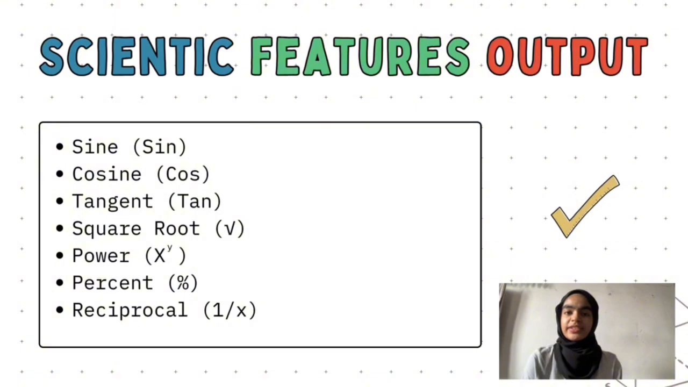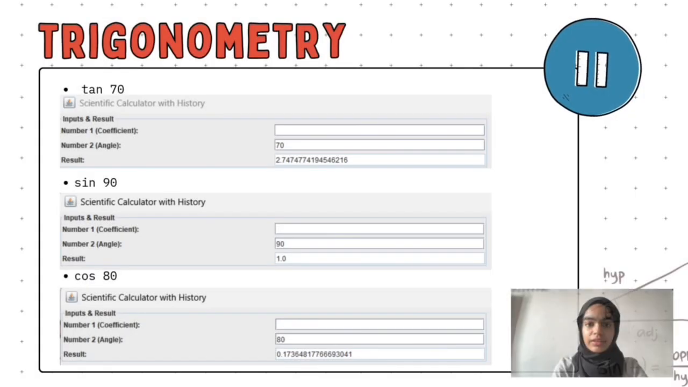For our calculator, we add scientific features, which, as usual, must include trigonometry, which is sine, cos, tangent, power, square root, reciprocal, and percentage. So for this slide, we demonstrate the trigonometry values such as tan, sine, and cos.